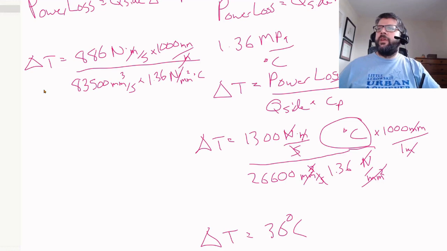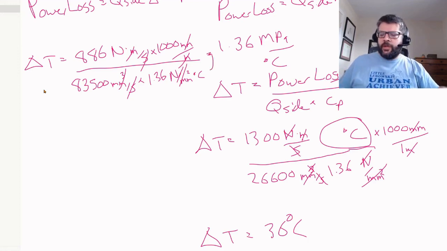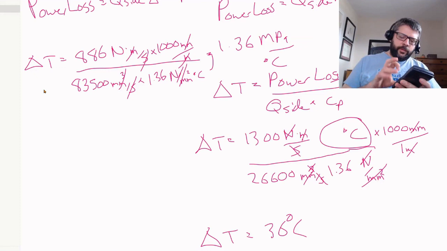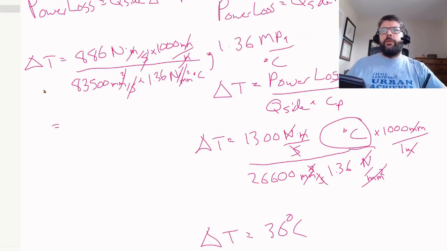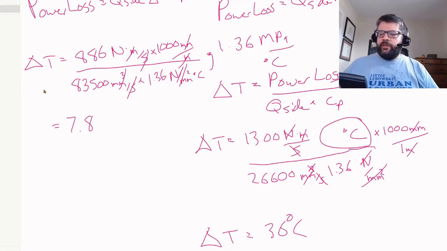So our millimeters all cancel out, our seconds all cancel out. When we divide the C over here, it goes to the top. So once we plug these numbers in, it's going to be in degrees Celsius. So 886 times 1000 divided by 83,500 divided by another 1.36. So here we're looking at a temperature rise of 7.8 degrees Celsius. So significantly less.